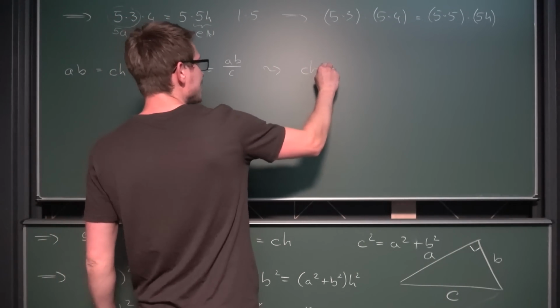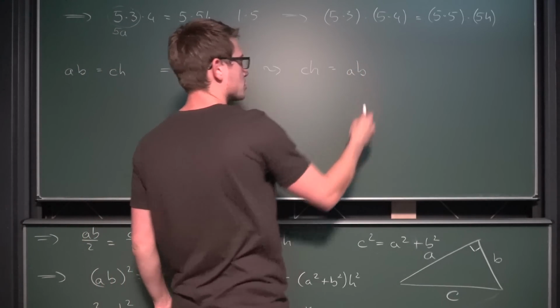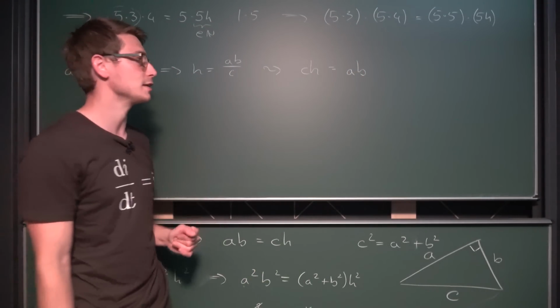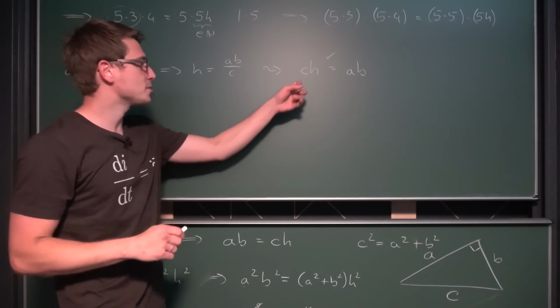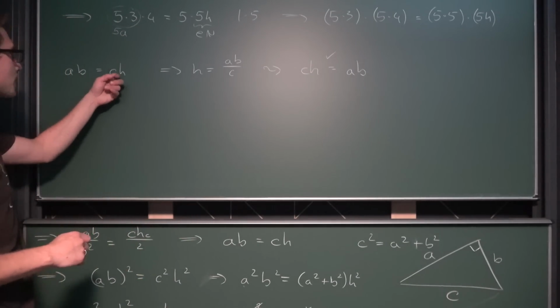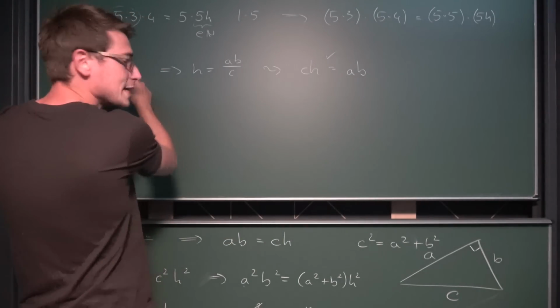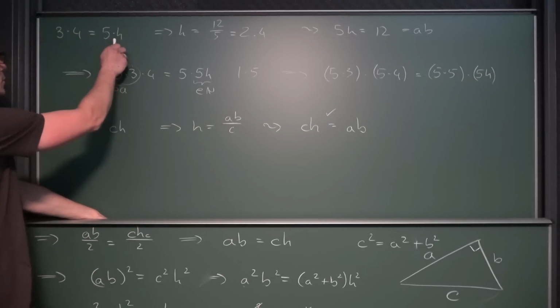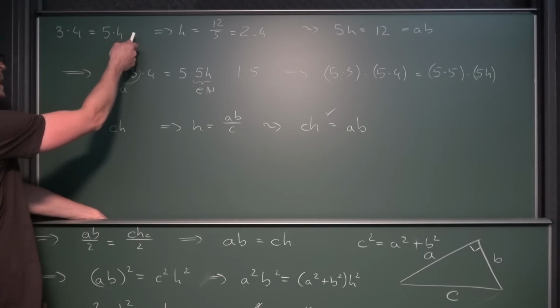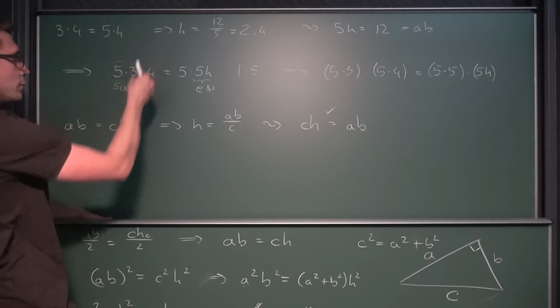So c times h, hypotenuse multiplied by h, is going to result in a times b, which is indeed an integer. So this right here, check. Now if we were to substitute our c times h into here, we are going to have a tiny little problem. The original equation is not going to be preserved. That was the problem that we got right here. 5h we can't put into here, because then 5 times 5 times h is going to be 3 times 4, which is not the case by the original definition of h.